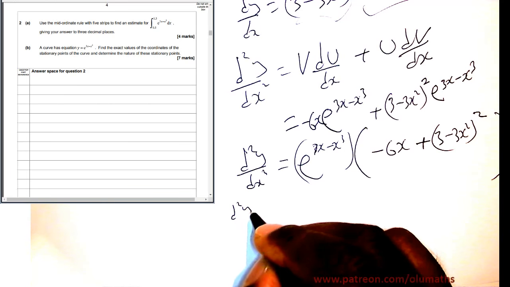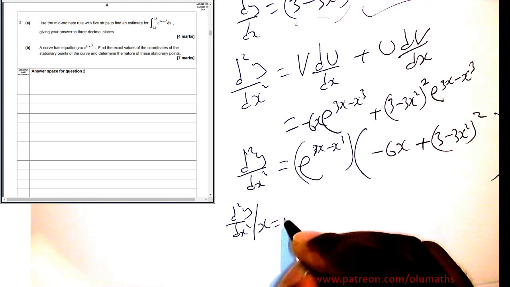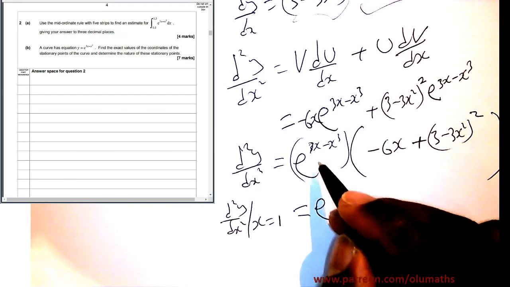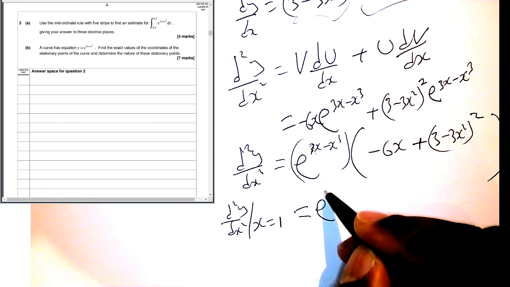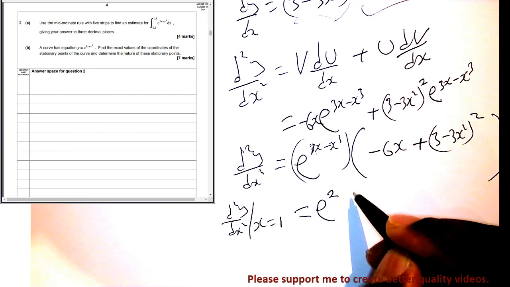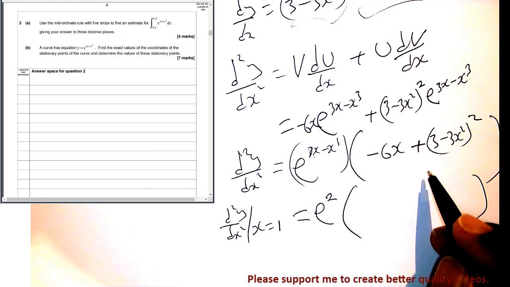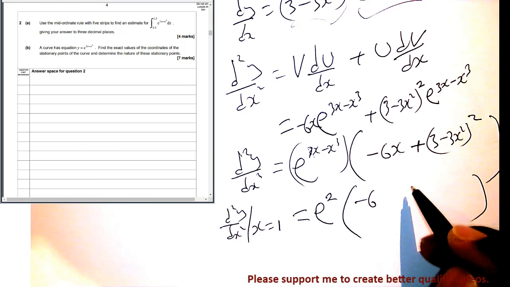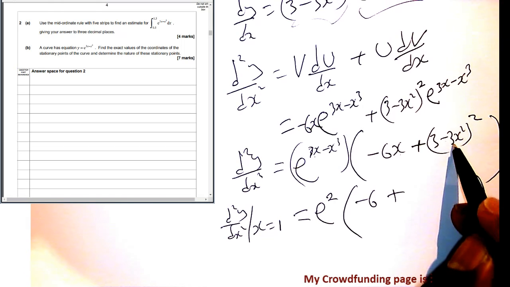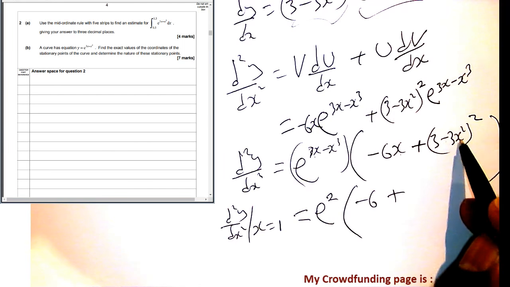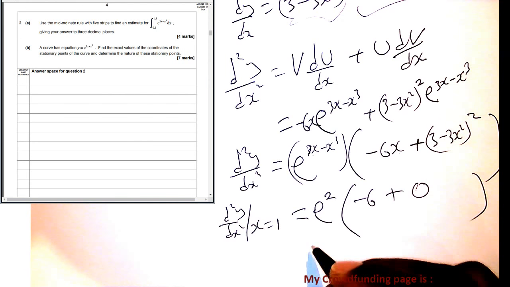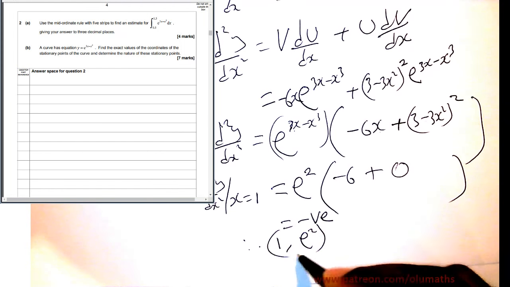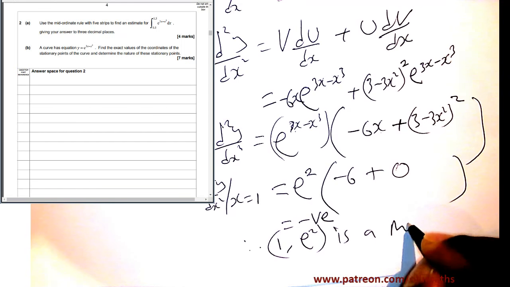So, d squared y over dx squared, when x is 1, we'll see if that's positive or negative. E to the 3 times 1 is 3, minus 1 squared is 2, so that's positive. Let's see if this is going to be positive or negative. Minus 6 times 1 is minus 6, plus 3 minus 3 times 1 squared, that's 3 minus 3, which is 0. So you're left with a negative. Therefore, 1 comma e squared is a maximum point.